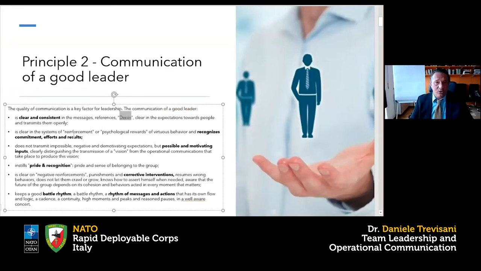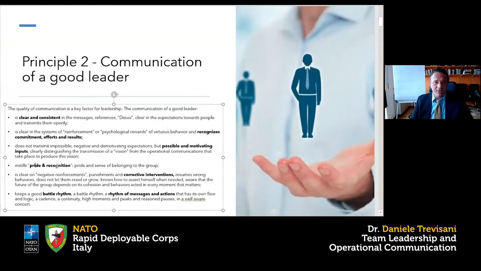Then a good communication recognizes commitment, efforts, and results. So it's not without emotions. A good communication has emotions. Then a good communication defines possible and motivating inputs. That is, possible inputs. If I tell you to move the moon for me, you will not do it. And not just because you are not a good team member, but because it's impossible. So there must be possible and motivating inputs for good leadership.